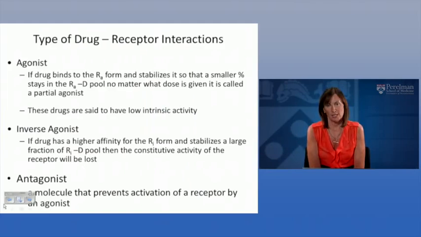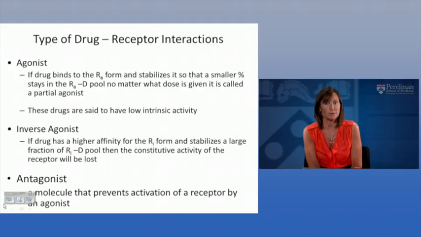A third concept that I'd like you to appreciate is an inverse agonist. If a drug has a higher affinity for the inactive form of the receptor and stabilizes a large fraction of the inactive form of the receptor pool, then the constitutive activity that we talked about previously will be lost.